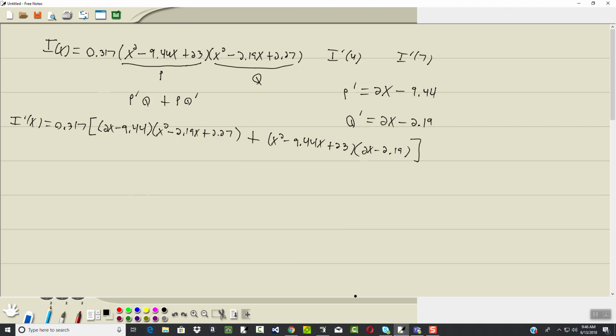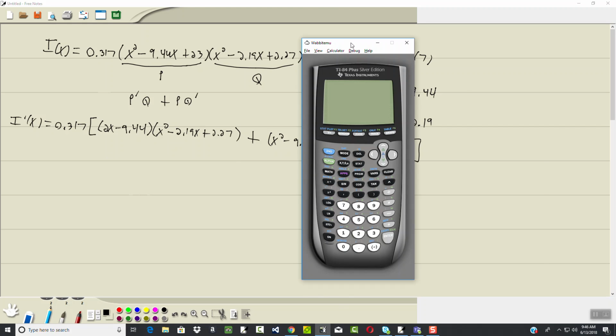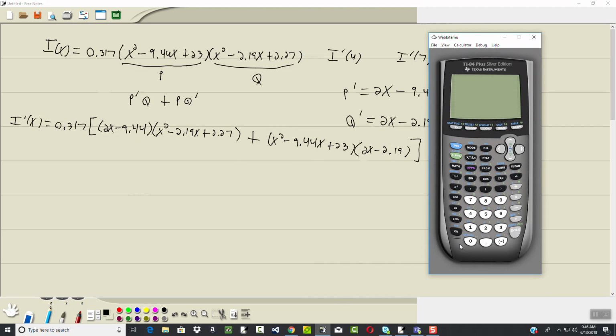Now let me show you one little trick that helps on these to simplify them. Instead of typing it directly into my calculator portion, I'll go to my graphing portion. So I'll go to y equals, and I'm going to type in all this on one line here. So 0.317. Now for the bracket, I'll put just a parentheses. So that's that parentheses.